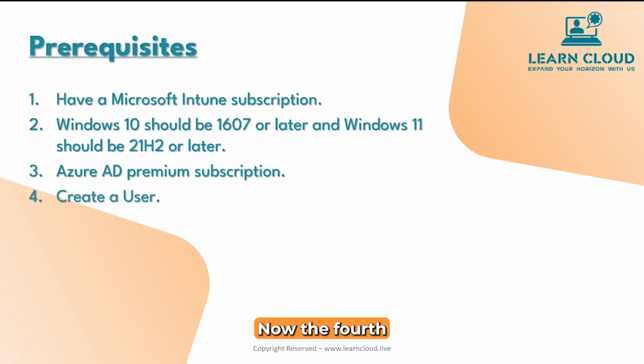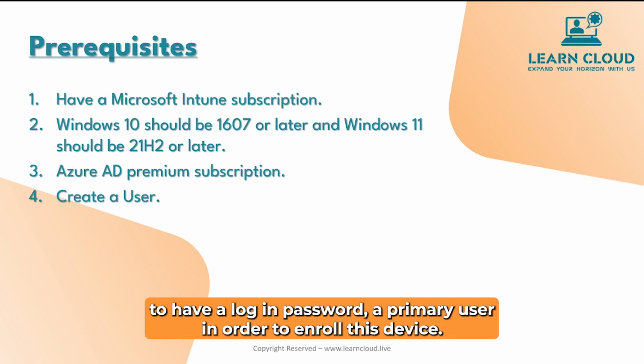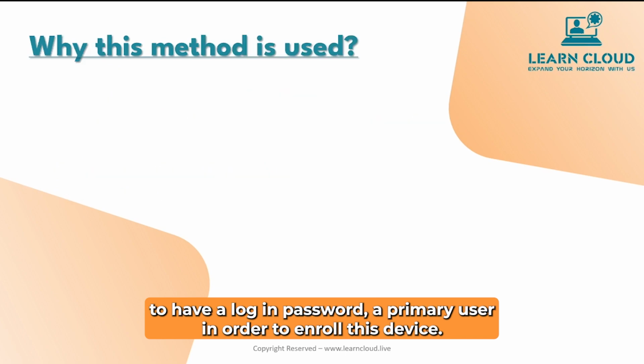Now, the fourth prerequisite is to have a user. To have a user, of course, is mandatory. Why? Because you need to have a login and password, a primary user, in order to enroll this device.